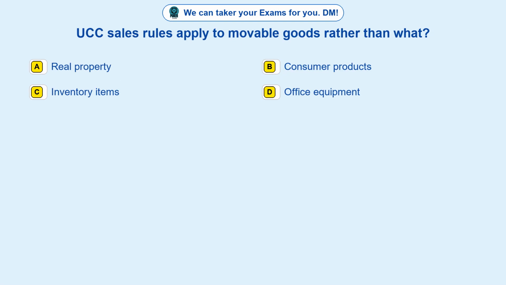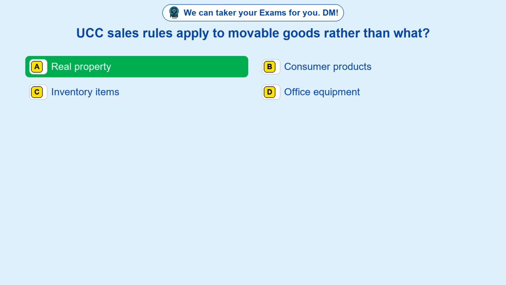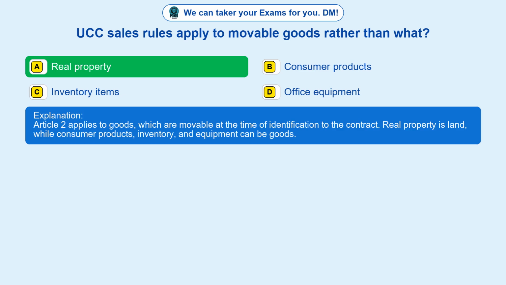Question 73. UCC sales rules apply to movable goods rather than what? Option A, real property. Option B, consumer products. Option C, inventory items. Option D, office equipment. The correct answer is option A, real property. Article 2 applies to goods, which are movable at the time of identification to the contract. Real property is land, while consumer products, inventory, and equipment can be goods.